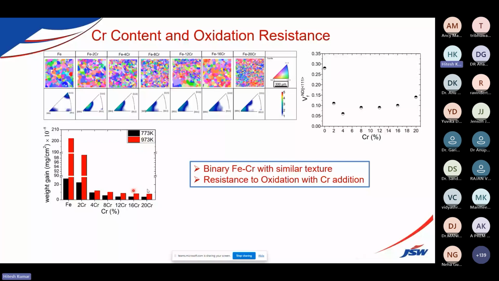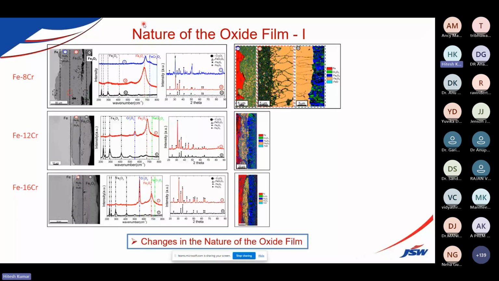What we observe is that up to 8 chromium there is one single trend, and above 8 there is another single trend. So we divided into two parts and chose the chemical compositions. One is 8 chromium, another is 12, to see what differences there are. Another is 16, to find out how much variation there is from 12 to 16.